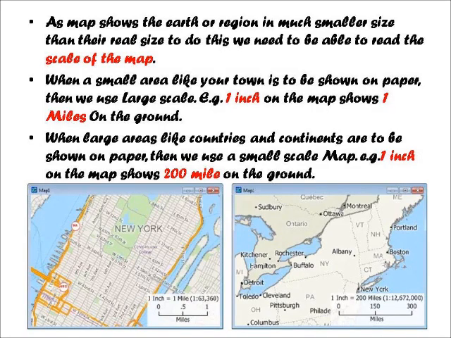As a map shows the earth or a region in much smaller size than the real size, we need to be able to read the scale on the map. When large areas like countries and continents are to be shown on paper, then we use a small scale. Example, 1 inch on the map shows 200 miles on the ground. When a small area like your town is to be shown on paper, then we use a large scale. Example, 1 inch on the map shows 1 mile on the ground.